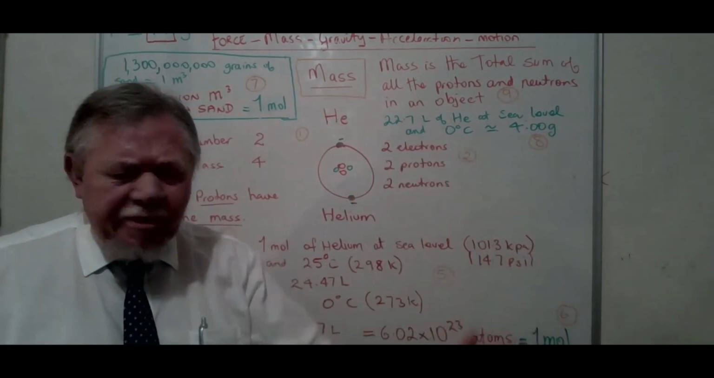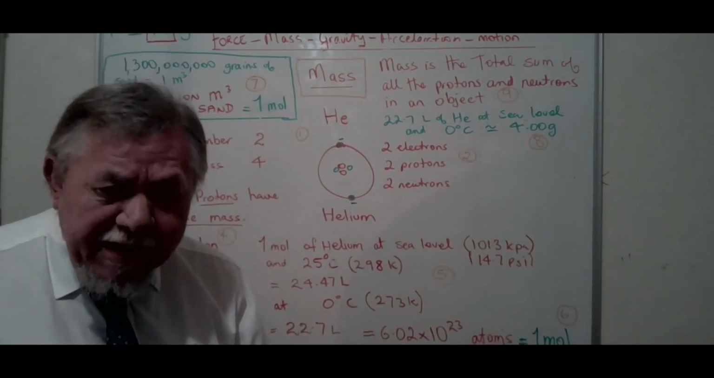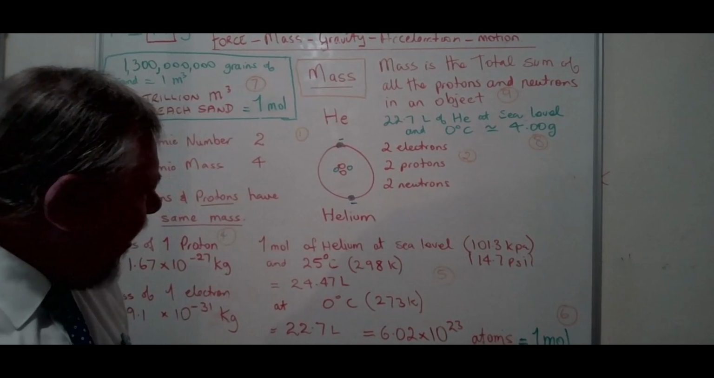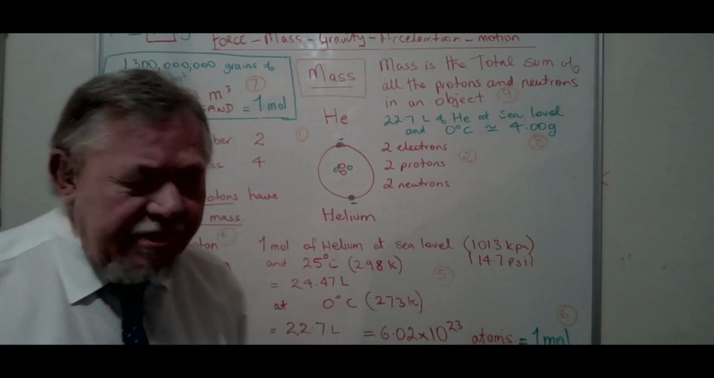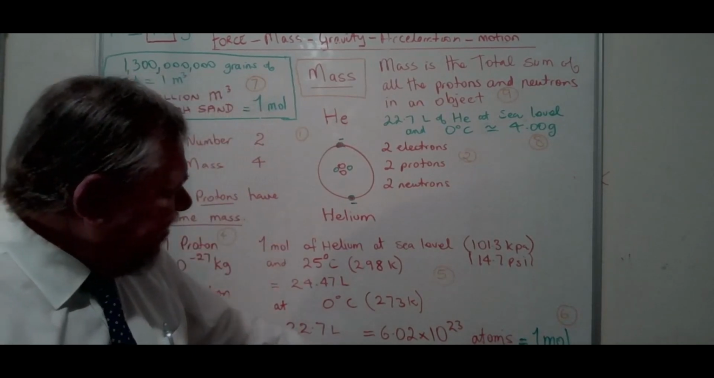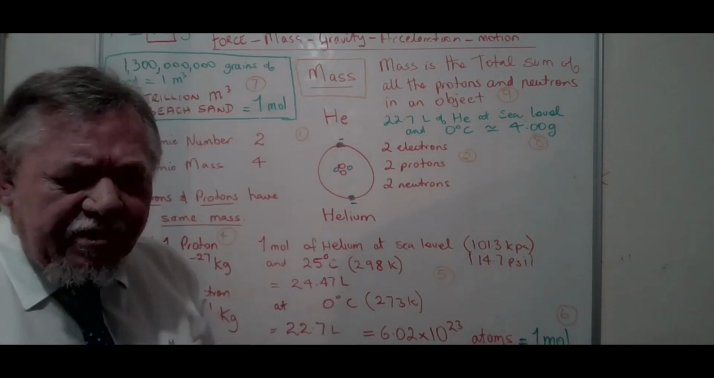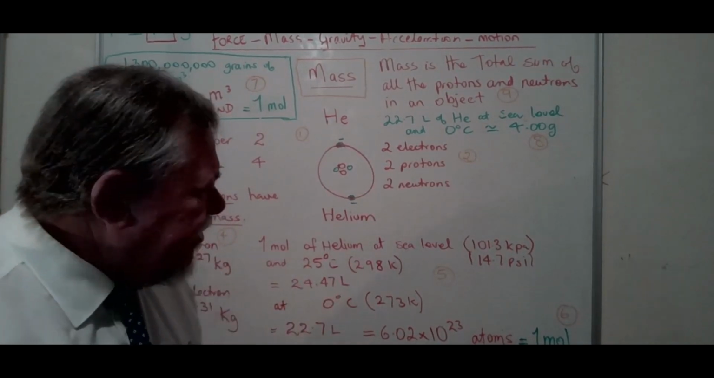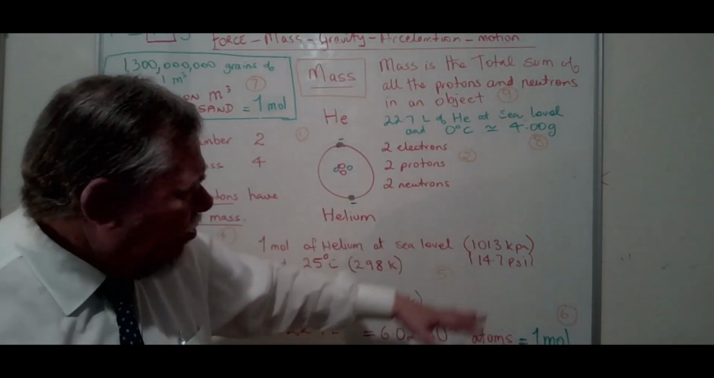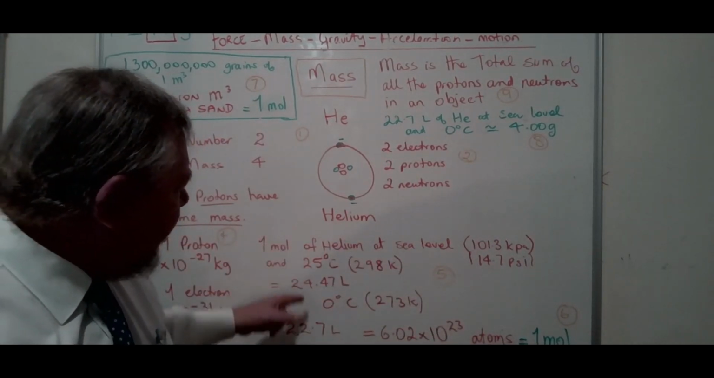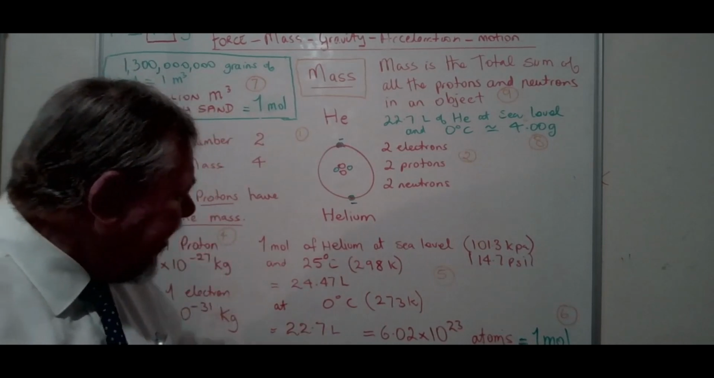That 24 litre balloon, if you just measured the helium inside it, would weigh 4 grams, just 4 grams. Pretty much, in fact, 4.00. So very accurately, 4 grams would be 24.7 litres, provided that you measured this at sea level, so at 101.3 kilopascals, and also at 25 degrees. That's how much helium you'd get, and it would weigh again 4 grams.